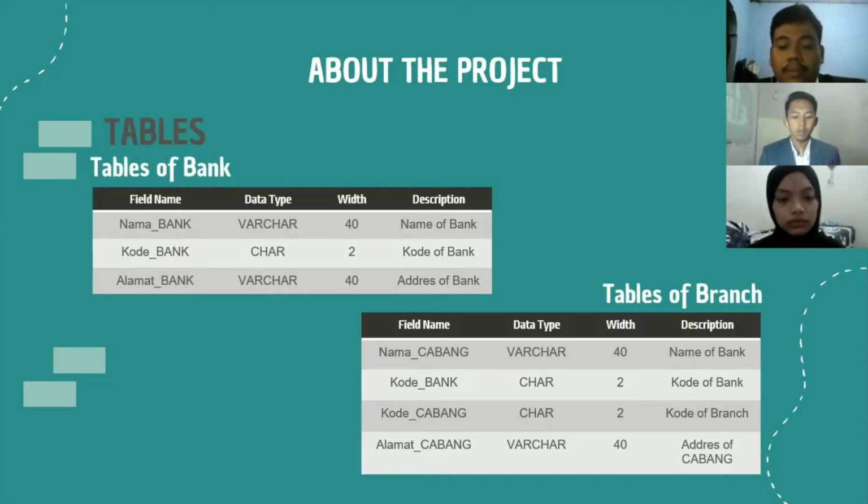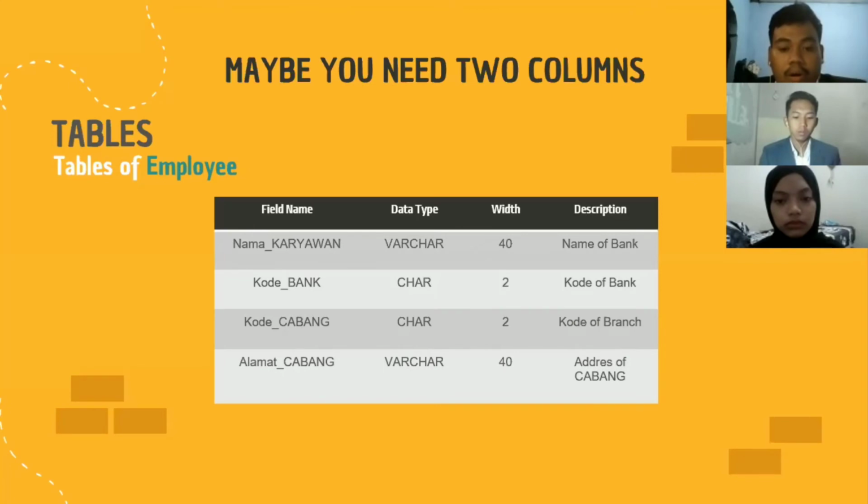Second, there is branch data. This table contains the name of the branch with the data type varchar, then the bank and branch code of the same type, namely char, and the address of the branch with the data type varchar. Continue to bank employee data. This table contains the employee's name with the varchar data type, then the bank and branch code with the char data type, and finally the address of each employee with the varchar type.